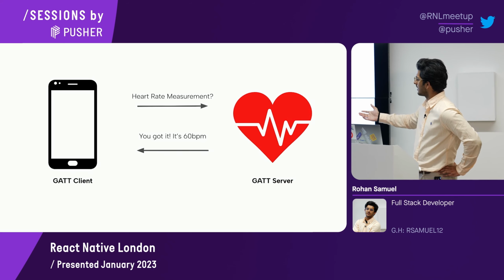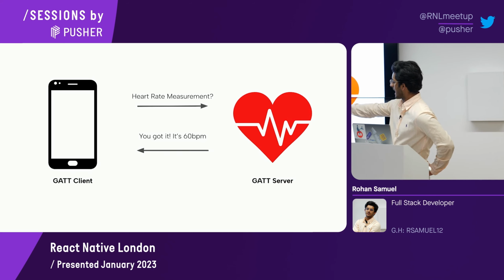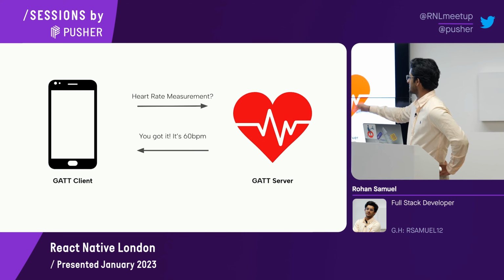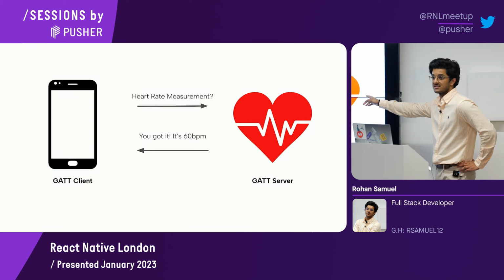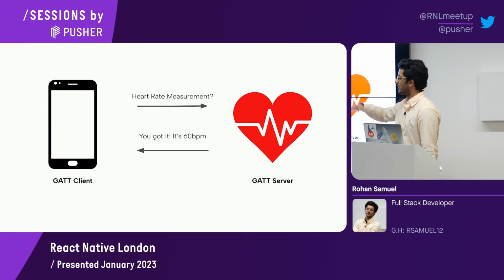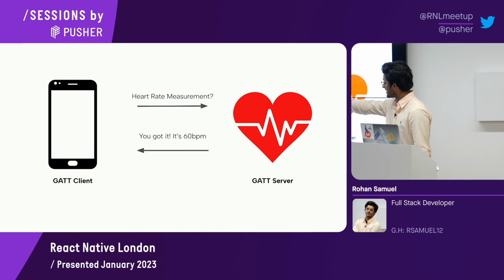It'd be similar to a client-server model. So here we have a GATT client, which would be this smartphone, and the GATT server would be the heart rate monitor. The client itself would request to get the heart rate measurement, and the server would send a response, successful or not. Let's say if it is successful, it would send off 60 BPM.